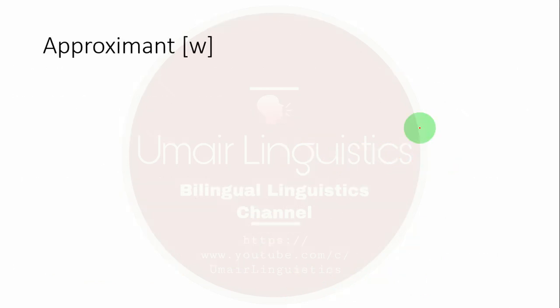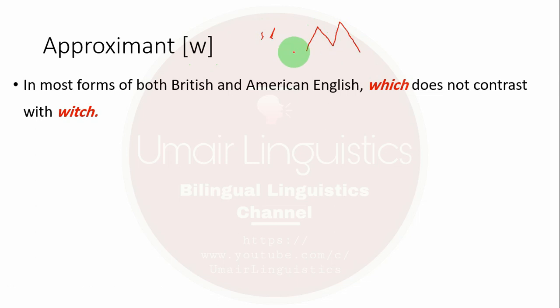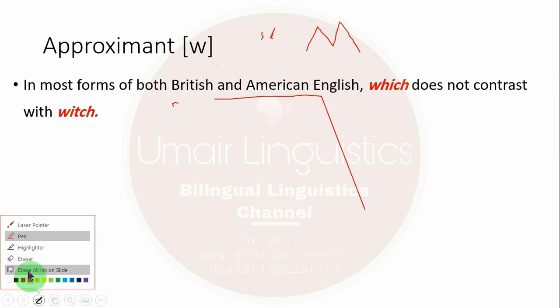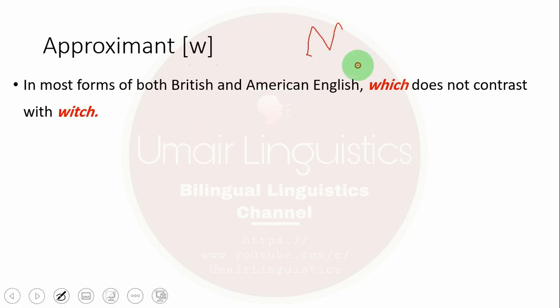Now we have this sound which is actually an approximant. As a letter we call it W, but it is just like wo, in which the sides of the lips meet together. So there is also a minor issue related to that symbol. Sometimes it is transcribed like this upside down version. And why is that so? In most forms of British and American English, when we have this word which, it does not contrast with this which, so both are the same.